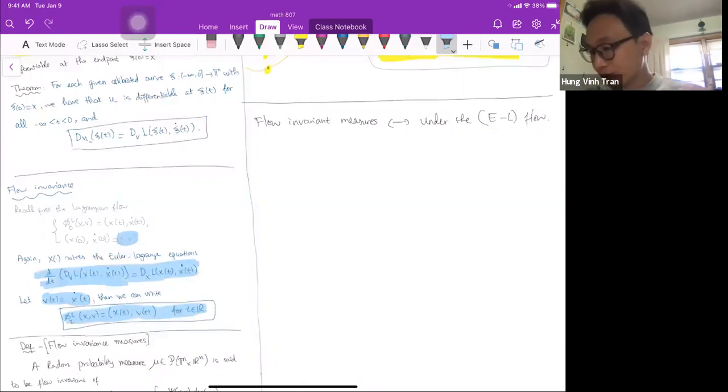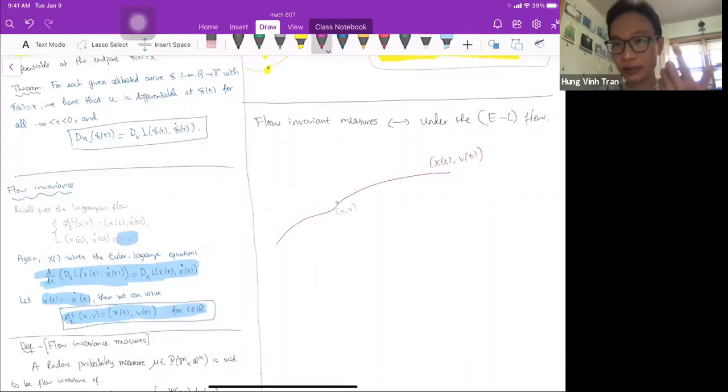So given x here and a given velocity, you run the Euler-Lagrange flow to get x_t, v_t. So you keep track, in the Lagrangian framework, of position and velocity at all times.